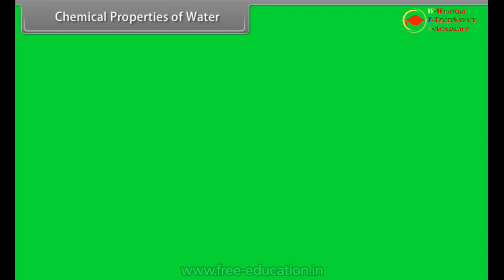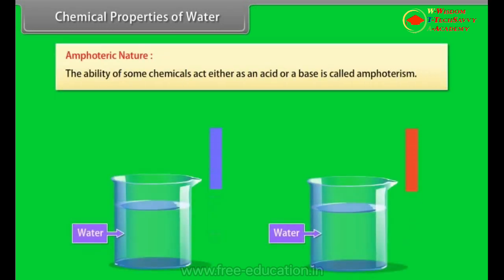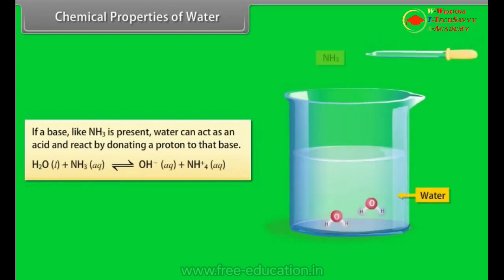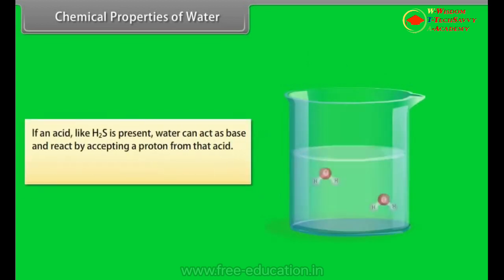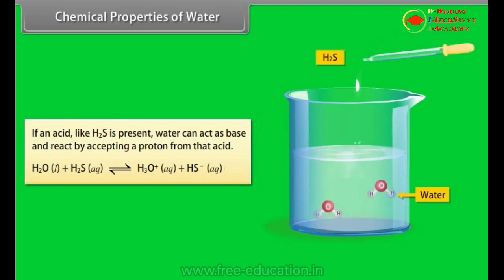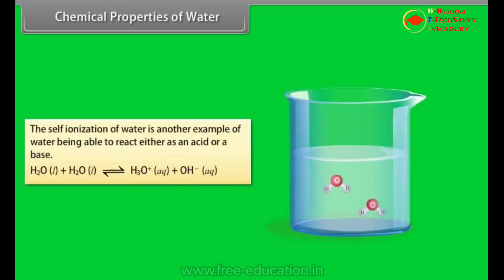Chemical properties of water. Amphoteric nature. The ability of some chemicals to act either as an acid or a base is called amphoterism. If a base like NH3 is present, water can act as an acid and react by donating a proton to that base. If an acid like H2S is present, water can act as base and react by accepting a proton from that acid.